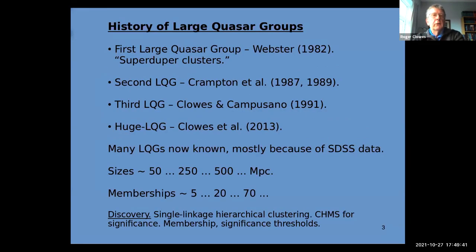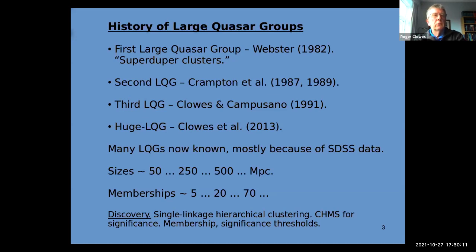So, some history of large quasar groups. The first one was found by Adrian Webster in 1982 from the old Osmer Smith quasar survey. Since he discovered the first one, I suppose he had an attempt at coining a name for it and called them super-duper clusters. This is a name that didn't catch on, but if it had, we might now be talking about SDCs instead of LQGs.